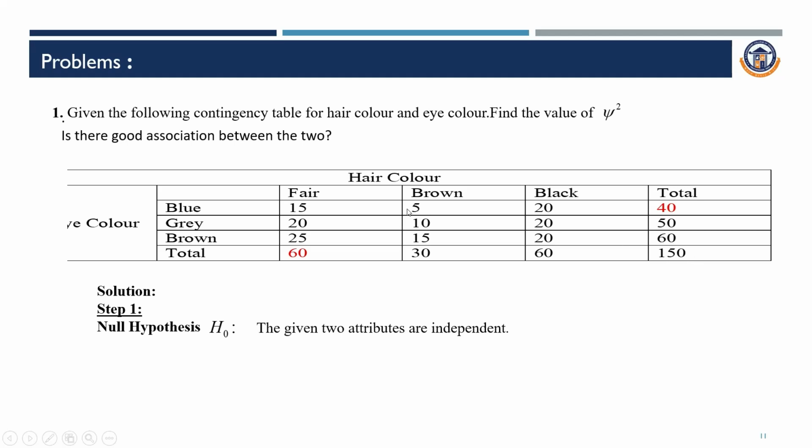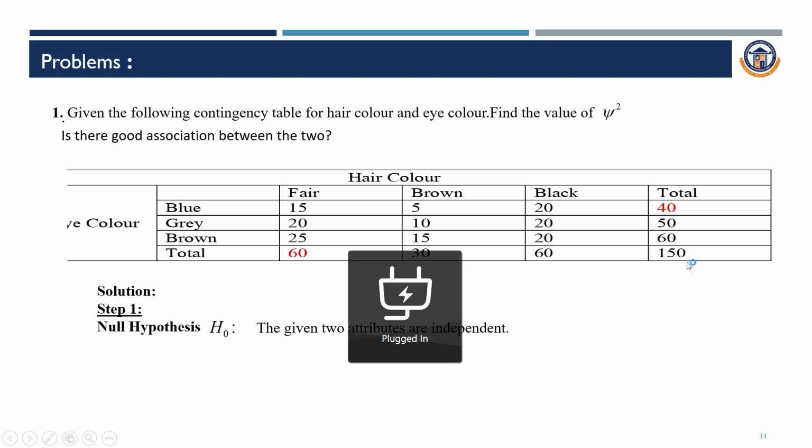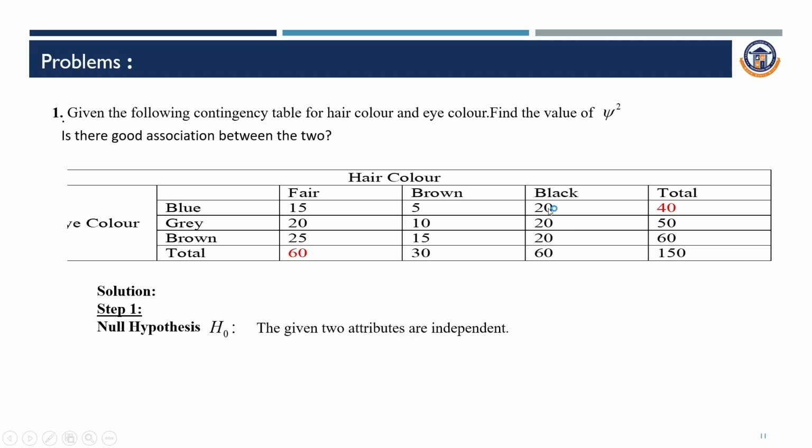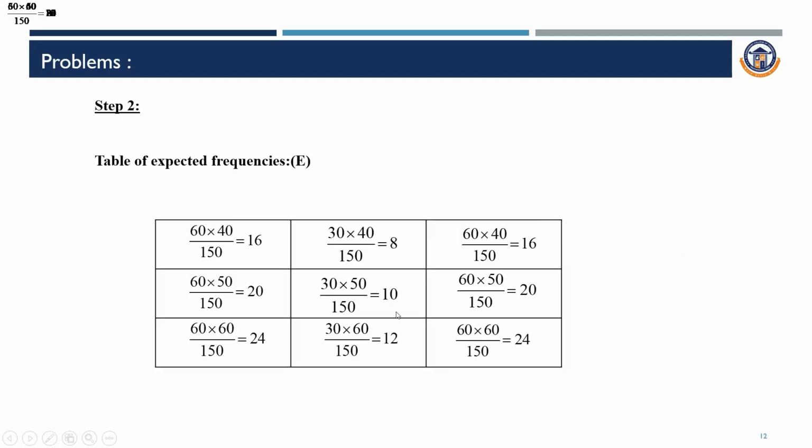Similarly, the expected frequency of this 5 is 30 into 40, whole thing divided by 150. Similarly, the third expected frequency is 40 into 60, whole thing divided by 150. Suppose we take this 15, the expected frequency of this 15 is 60 into 30, whole thing divided by 150. In this way, we find the expected frequencies.